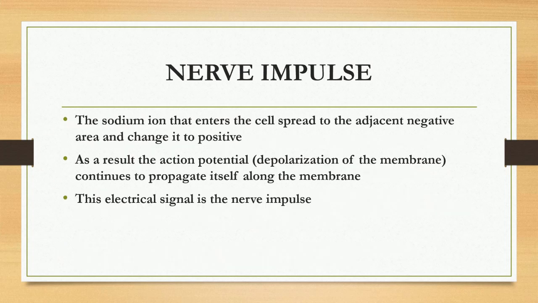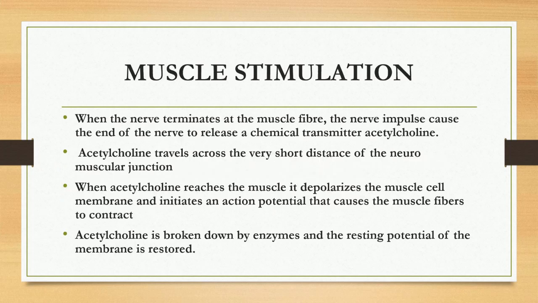Let's talk about the nerve impulse. So what will happen once the sodium ions from outside the cell enter inside the cell, which spread to the adjacent negative area and change it to positive. As a result, the action potential, that is depolarization of the membrane, continues to propagate itself along the membrane. This electrical signal is the nerve impulse. Let's see how it stimulates the muscle fiber.